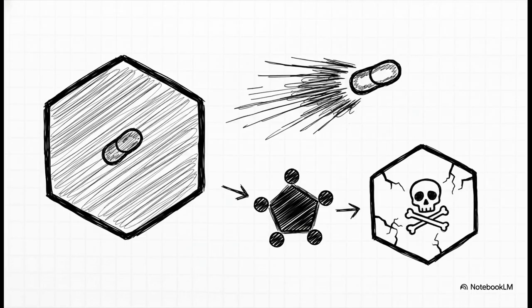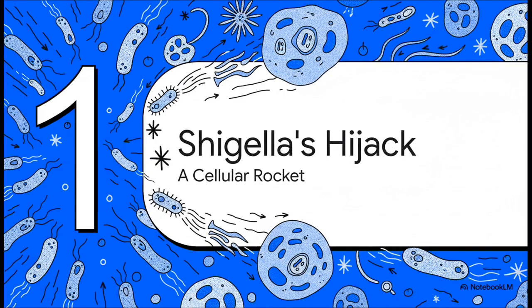All right, welcome back. Now continuing with IcsA, actin comet tails, and Shiga toxin, we're going to dive into the two really devastating virulence mechanisms that Shigella uses after it's already inside a host cell. We're going to look at how it moves and, well, how it kills. So let's get right into it.